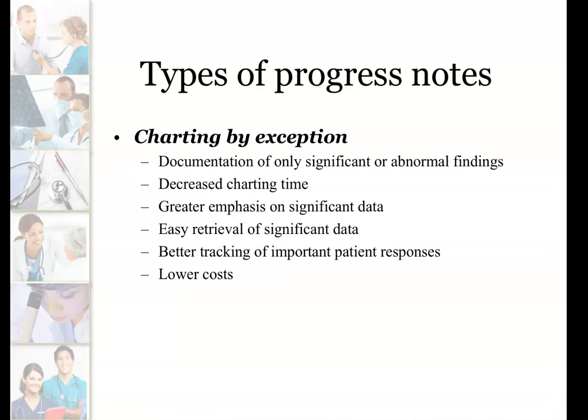A third type of progress notes is charting by exception. In this technique, one only records significant or abnormal findings in a patient. It decreases charting time and it puts a greater emphasis on data that is significant rather than normal findings. It's a better way of tracking important patient responses.